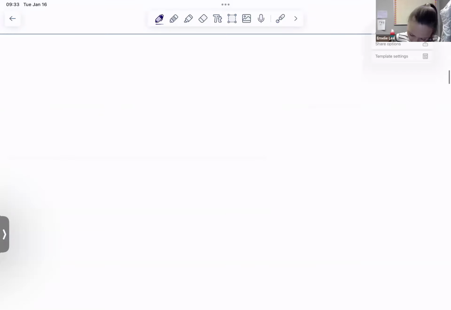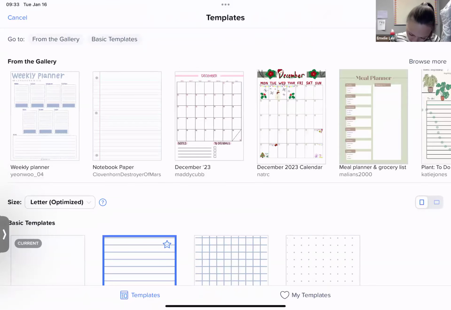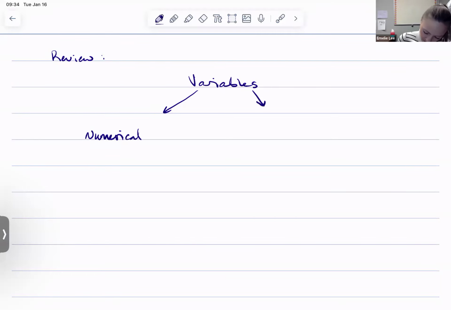Good. And I need lines because it doesn't. There we go. Okay, so just as a tiny bit of review, we talked about variables. That's going to be very important. So we talked about variables, and we talked about numerical variables. Oops. Uh-oh. Don't fail me now, iPad. Numerical variables versus categorical variables.